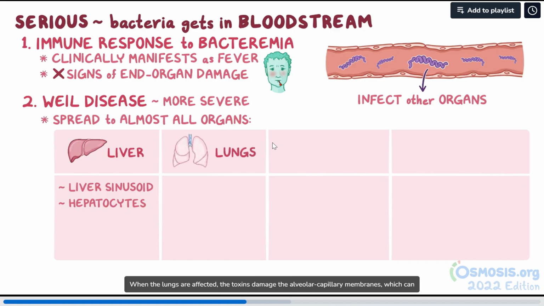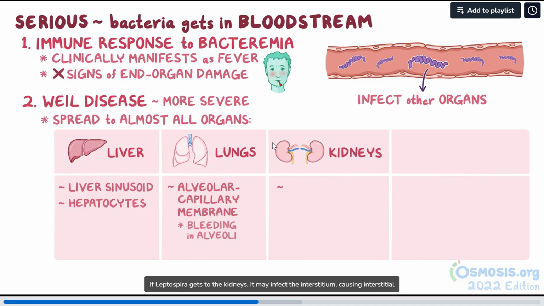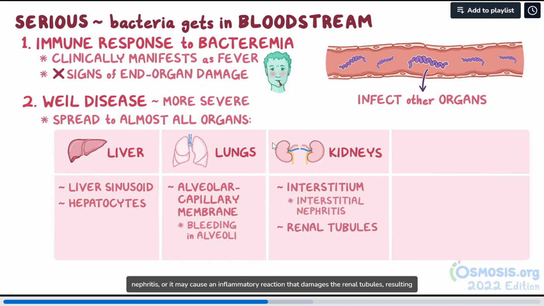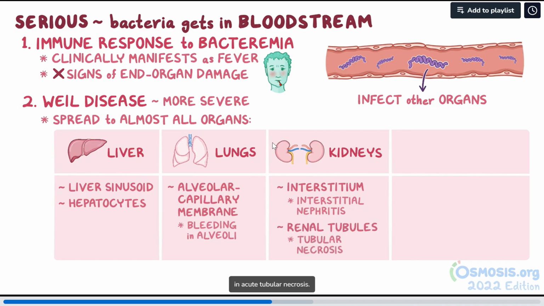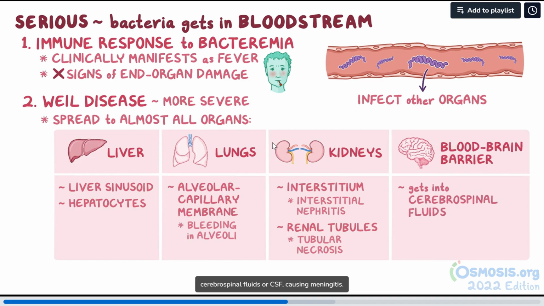When the lungs are affected, the toxins damage the alveolar capillary membranes, which can result in bleeding within the alveoli. If Leptospira gets into the kidneys, it can infect the interstitium, causing interstitial nephritis. Or it can also cause an inflammatory reaction that damages the renal tubules, resulting in acute tubular necrosis. Finally, sometimes the bacteria can even migrate from the bloodstream and use its toxins to break through the endothelial cells that make up the blood-brain barrier to get into the cerebrospinal fluids, or CSF, causing meningitis.